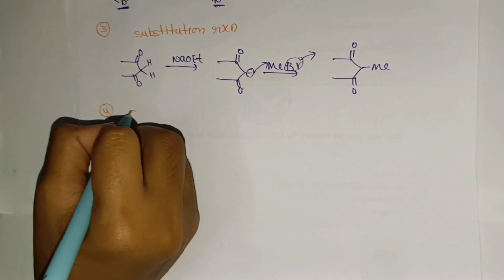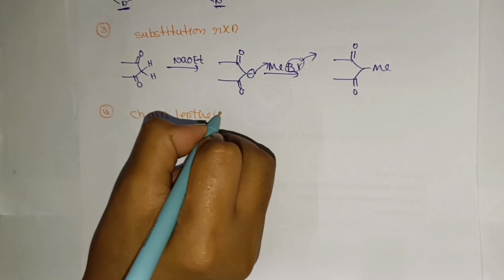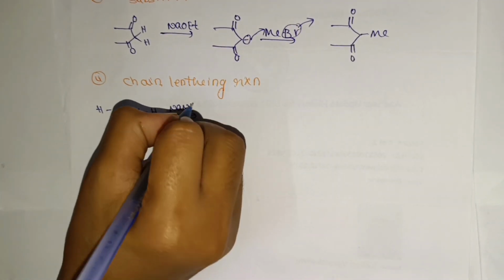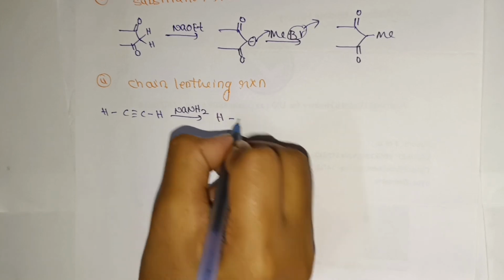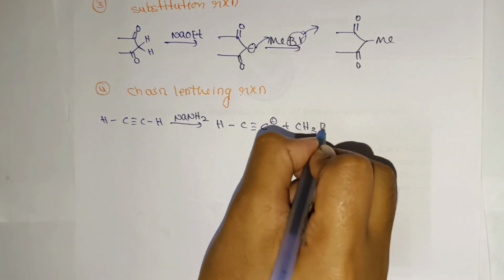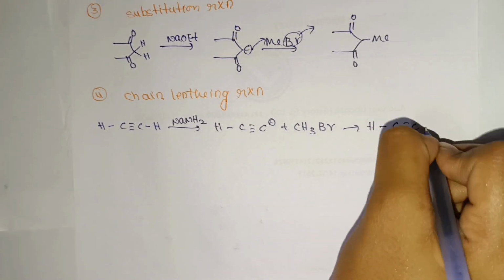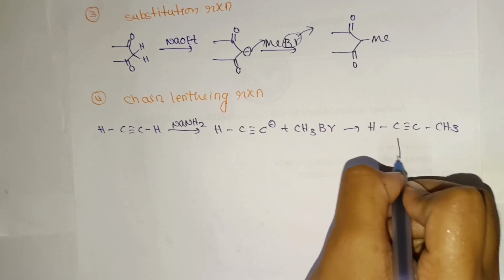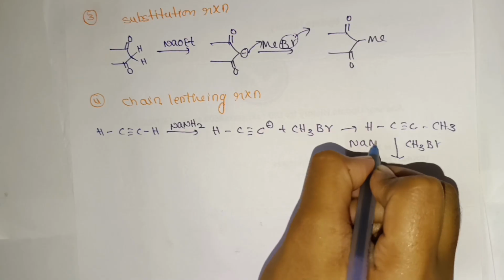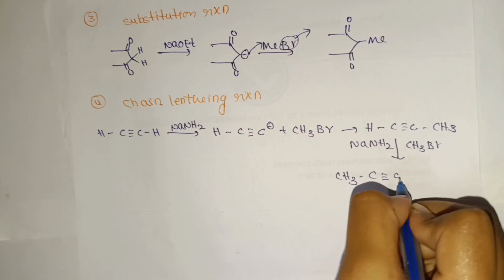Next, the fourth one is chain lengthening reaction. It reacts with NaNH2. It forms like this. It reacts with CH3Br. It forms C triple bond C, here CH3. Again it reacts with CH3Br and NaNH2. It forms the final product like this.